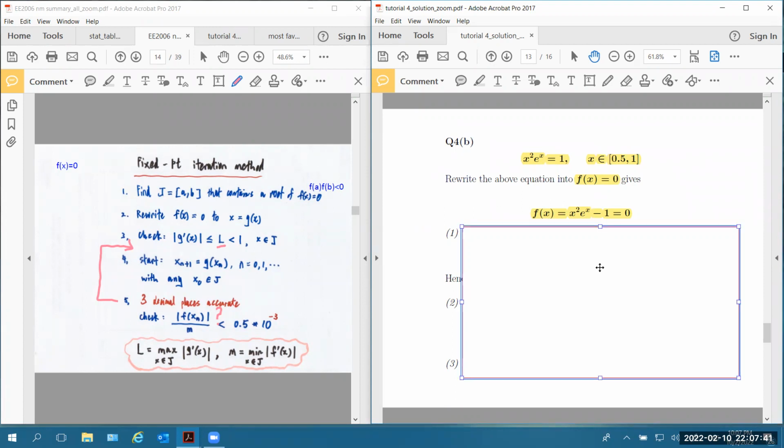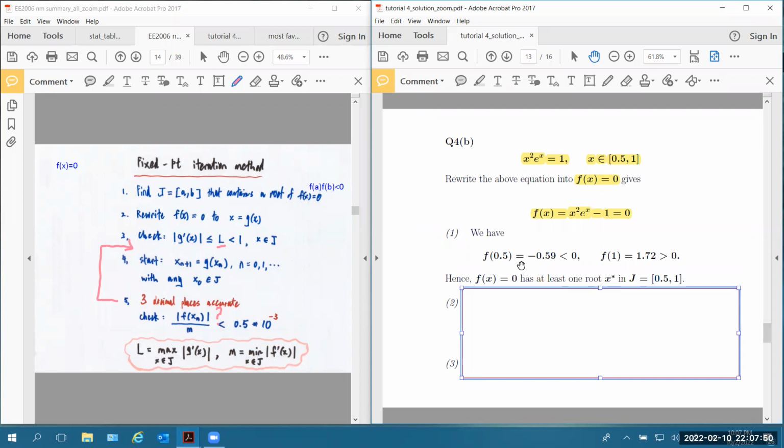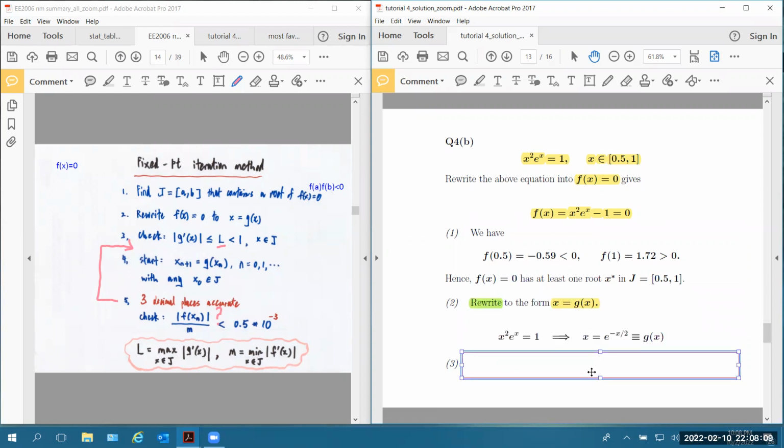Step 1. You want to show that there's a root inside [a, b], right? Go and calculate f(a), f(b). You see one negative, one positive, right? So that means f(x) equal to 0 has at least one root inside. Step 2, rewrite. Well, actually, they give us the g(x), so we just need to figure out how they do it. Rewrite to this form. This is the original one, and now they give you this g(x).